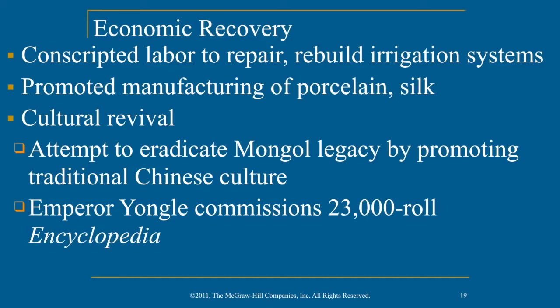Economic recovery: conscripted labor to repair and rebuild irrigation systems in China. Many of the irrigation systems for agriculture had fallen into disrepair under the Mongols. And conscripted labor is forced labor, basically. Again, those mandarins would show up to your village and say, on behalf of Emperor Hongwu, I have come here to tell you that every family in the village needs to volunteer one person to go and work on rebuilding the irrigation systems for your region. It was beneficial for you because you'd have more water to water your crops. It was also beneficial because the government didn't have to pay anybody and you could get a lot done through forced labor. Promoted manufacturing of porcelain and silk, which led to a cultural revival.